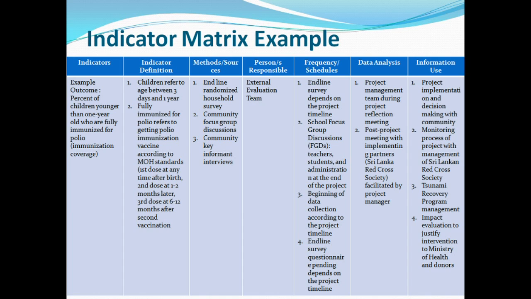The next is the frequency schedule. In this column, you would need to specify how often the data for each indicator will be collected. For example, you can say monthly, quarterly, or annually. And it is often useful to list the data collection timing or schedule, such as startup and end dates for collection, or deadlines for tool development.